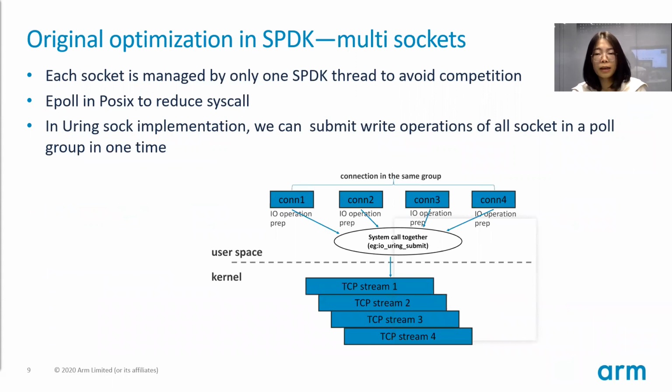And for multi-socket optimization, each socket is managed by only one SPDK thread to avoid competition, and it uses epoll to detect the events on a group of sockets with just one syscall. And in the uring implementation, we can submit write operations of a group of sockets at a time, but not call write for each socket.